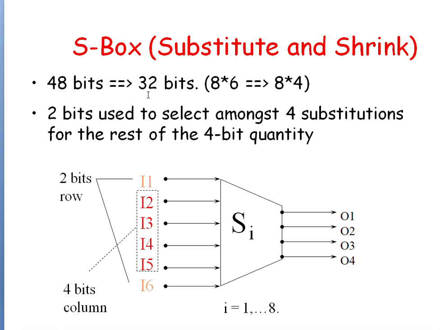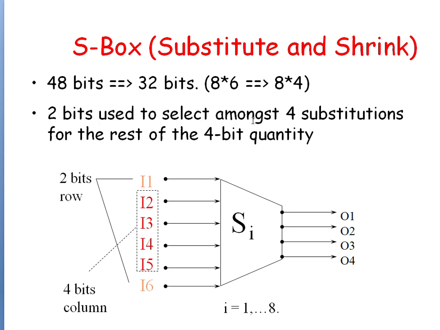So 48 bits is given as 8 into 6, and we are getting 8 into 4. That is, 6 bits are input to each and every S-box, and by means of selection we are getting 4 outputs from each of the 8 S-boxes. 8 into 4 equals 32 bits. That is, the 48 bits are converted to 32 bits.